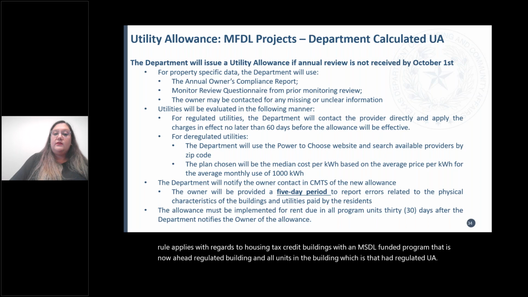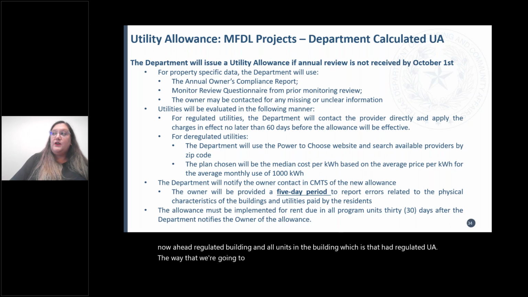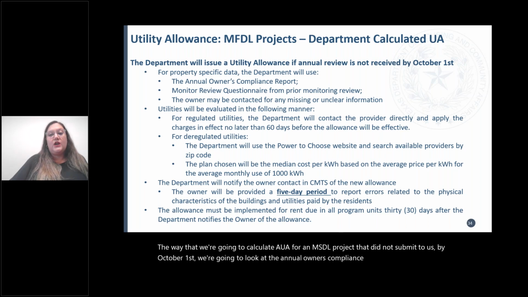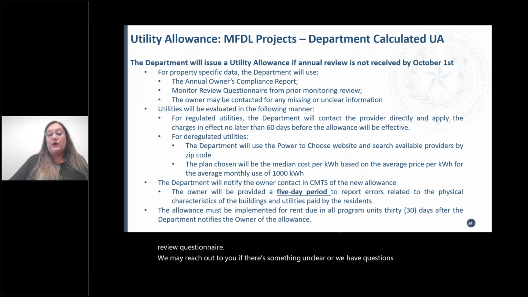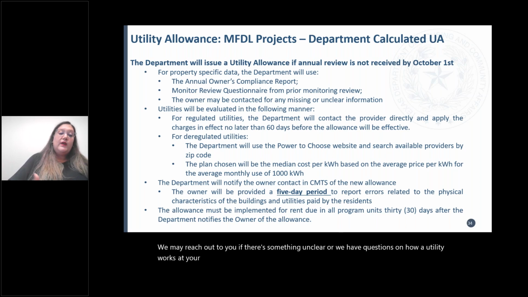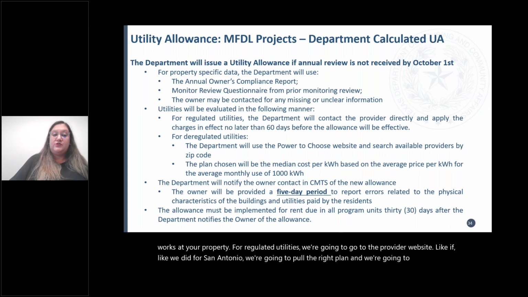The way that we're going to calculate a UA for an MFDL project that did not submit to us by October 1st, we're going to look at the annual owner's compliance report and the monitor review questionnaire. We may reach out to you if there's something unclear or we have questions on how a utility works at your property. For regulated utilities, we're going to go to the provider website, like we did for San Antonio. We're going to pull the rate plan, and we're going to build a HUD model and issue that.